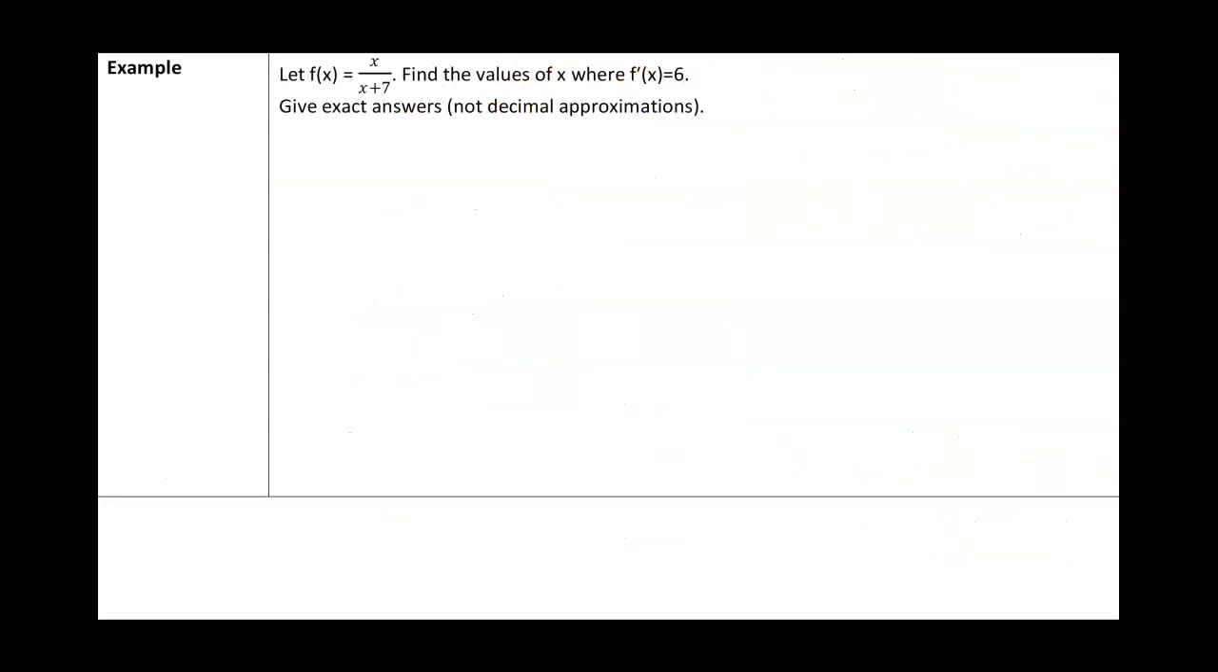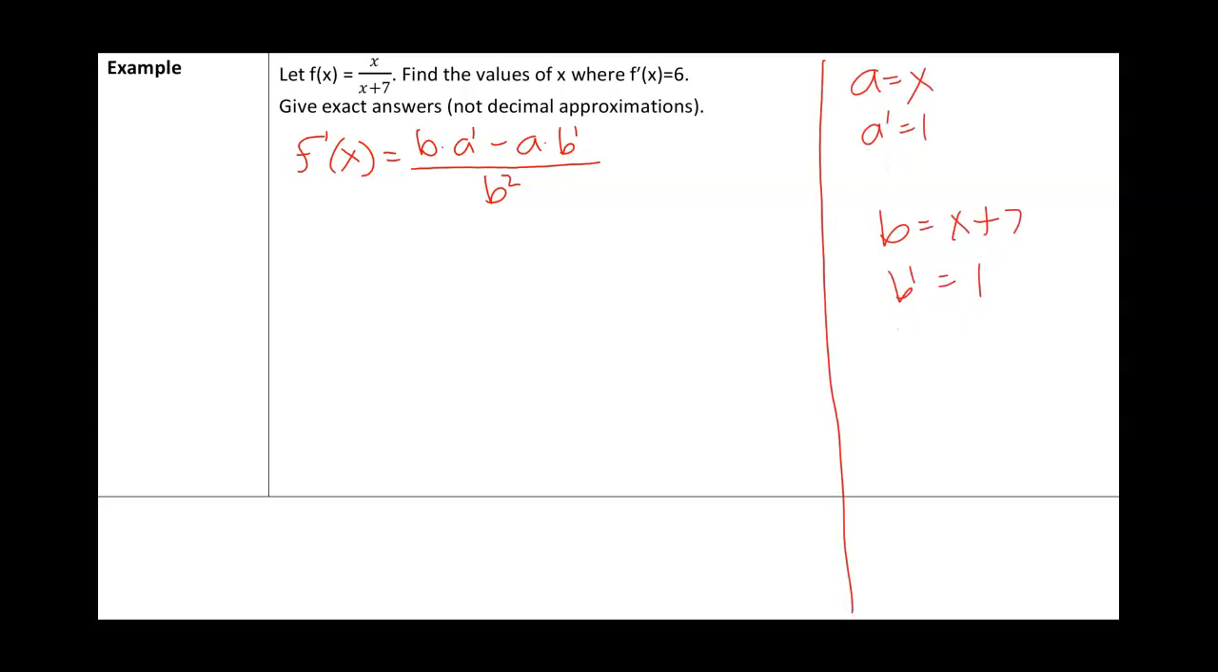All right, let's have f of x equals x over x plus 7. Now this time we want to do something a little bit different. We want to find the values of x where f prime of x is equal to 6. So first let's find f prime of x. That'll be b times a prime minus a times b prime over b squared. So let's list our a prime, b prime.